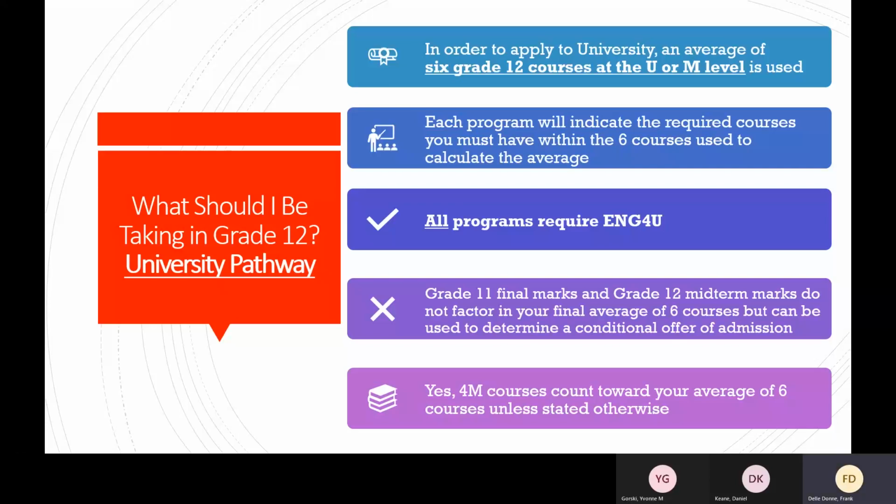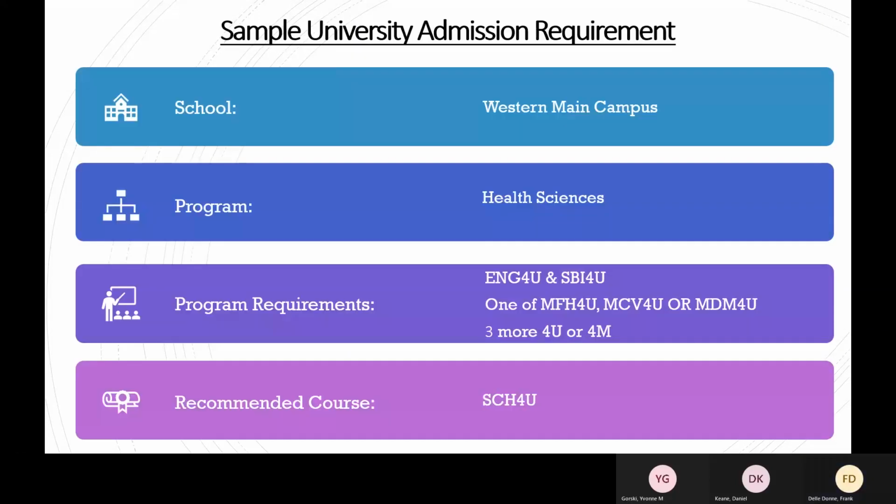4M courses do count for university requirements unless otherwise stated. Some universities might limit the number of 4M courses you can use in your average of 6. Unless stated otherwise, 4U and 4M courses count. Let's review a 4-year health sciences degree program at Western University main campus.